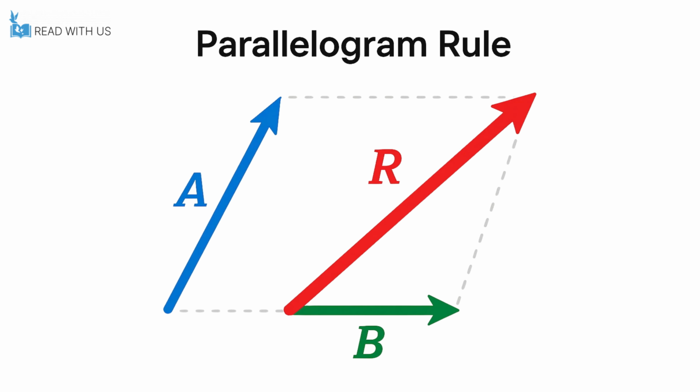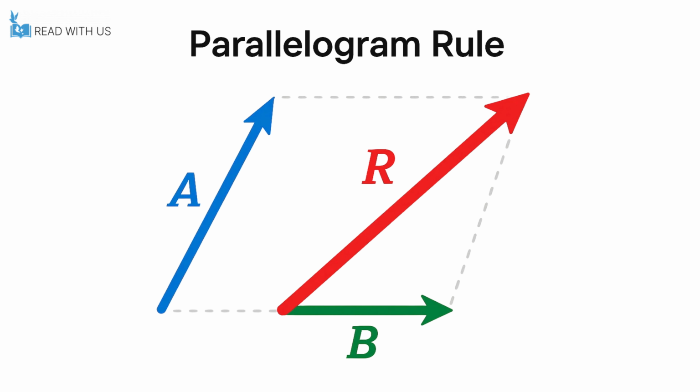The parallelogram rule. Place both vectors tail to tail, then complete a parallelogram. The diagonal represents the resultant. For example, if vector A is 3 units east and vector B is 4 units north, the resultant vector forms the diagonal of a right triangle, with magnitude 5 units from Pythagoras.